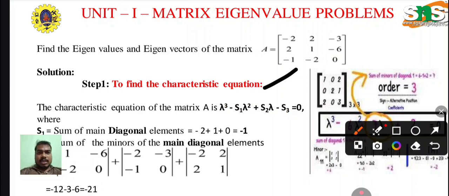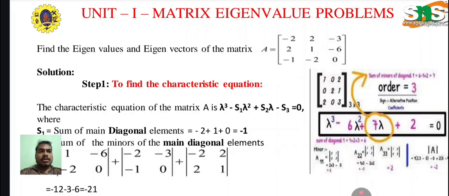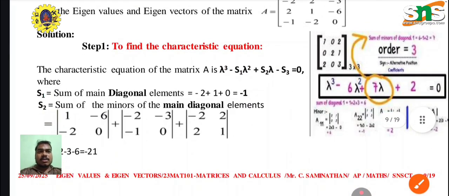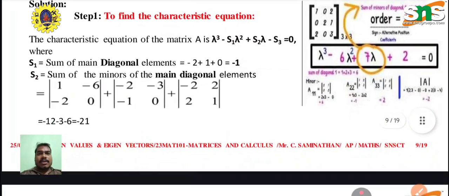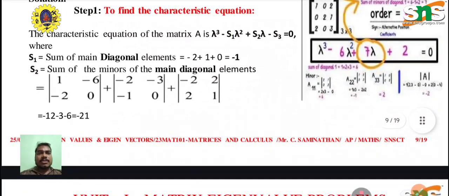The characteristic equation of the matrix A in general form is lambda cubed minus S1 lambda squared plus S2 lambda minus S3 equal to 0. It is the general form for finding the characteristic equation. Here, S1 is the sum of the main diagonal elements, and S2 is the sum of the minors of the main diagonal elements.